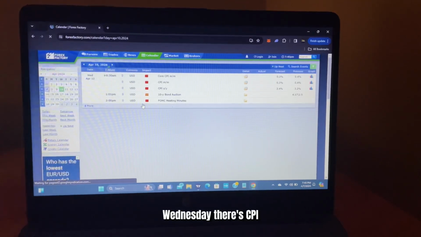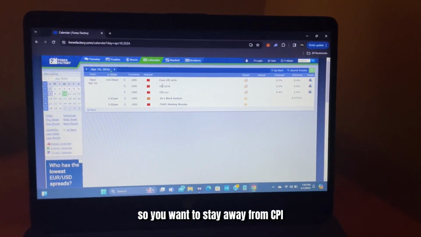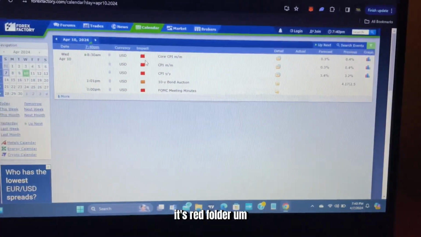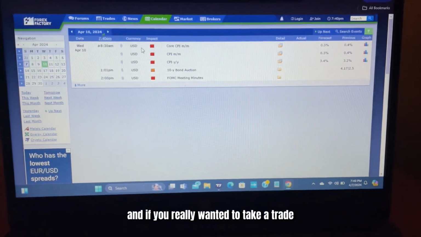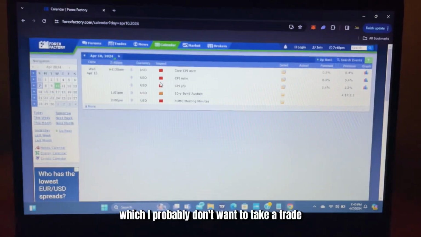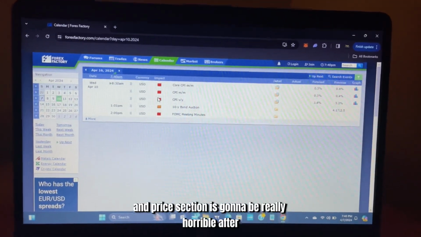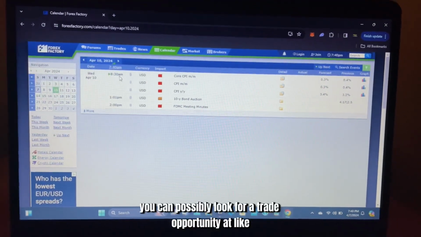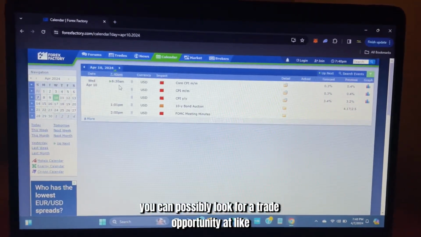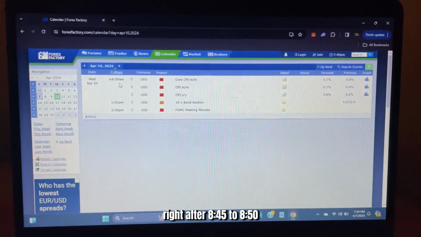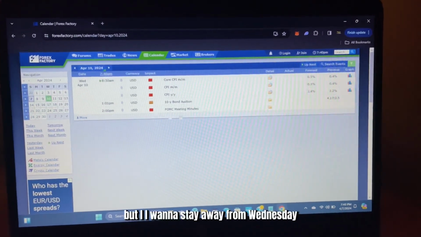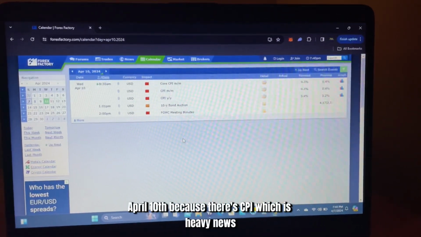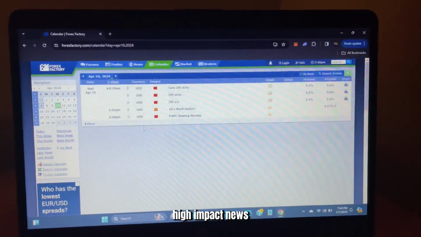Wednesday, there's CPI, so you want to stay away from CPI because this is a high impact news. It's red folder. And if you really wanted to take a trade, which I probably don't want to take a trade because volatility and price action is going to be really horrible after, you could probably wait at least like 15 to 20 minutes right after, so you can possibly look for a trade opportunity at like right after 8:45 to 8:50. But I want to stay away from Wednesday, April 10th, because there's CPI, which is heavy news, high impact news.